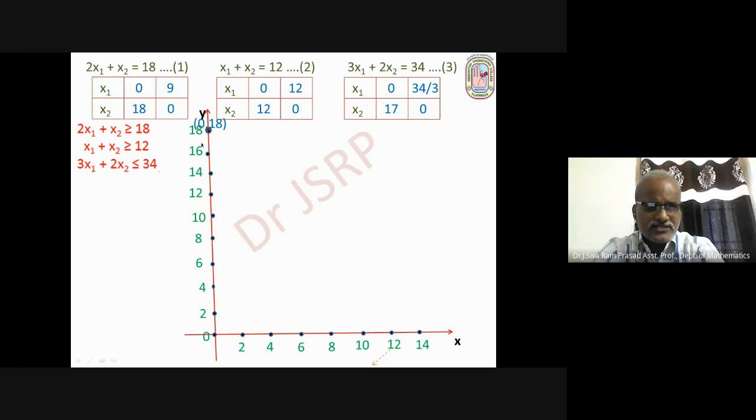Next point 9, comma 0. This is on x-axis. 9, comma 0. 9 is between 8 and 10. So in between 8 and 10. This point is 9. This is 9, comma 0. Okay. So join these 2 points. This is equation 1.